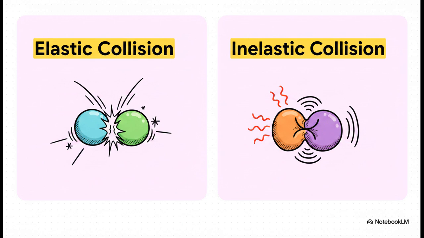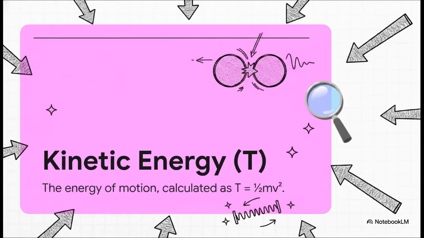Think less of two billiard balls clicking and more of a car crash where you hear a crunch and see bent metal. That's energy being lost to the environment. You can't just assume every collision is elastic. So to actually use that energy loss information, we need to know how to calculate kinetic energy in the first place, right? And here's the formula you probably remember. It's 1/2 times the mass times the velocity squared. This is the tool we'll use to count up the energy before and after.